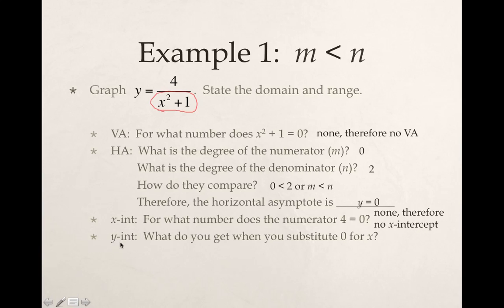And finally, for the y-intercept, we want to substitute 0 in for x. So 0 squared would be 0. The denominator would end up being 1. And 4 divided by 1 would get us 4.